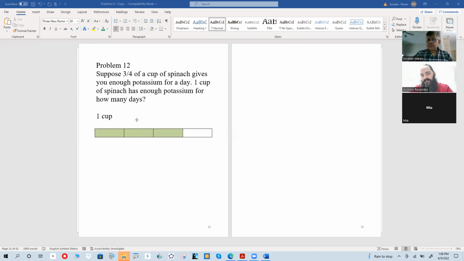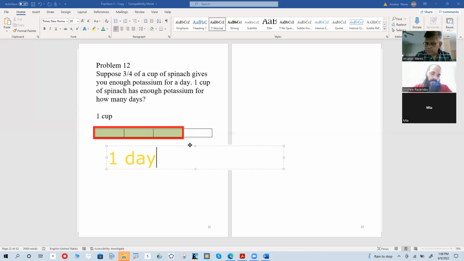Now, here's the rub. It's 1 cup of spinach, and it has 4 cells. Why did I choose 4? Because that's my denominator. If I had 3/5, I would choose 5 cells to represent a cup. I'm going to choose 4. The rub is this has to be enough for 1 day. And I'm going to write here, the 3 cells must represent 1 day, related to my cup.